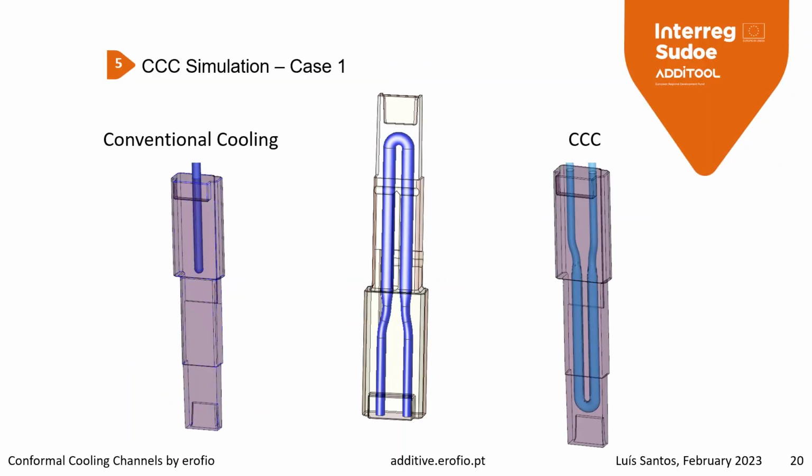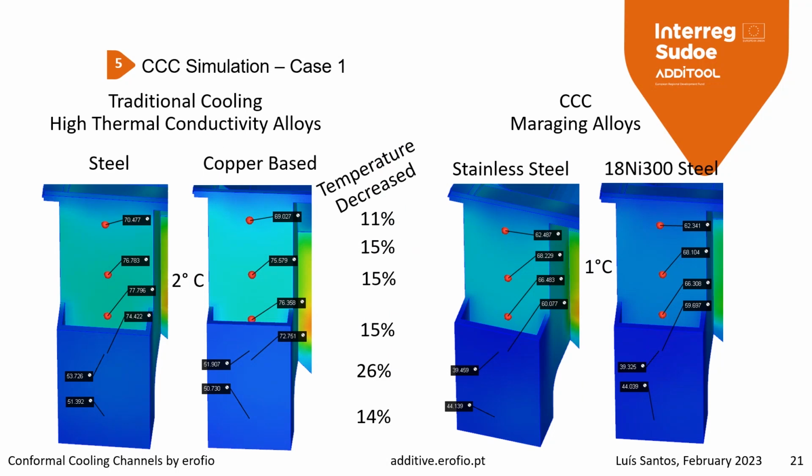So there are just a few simulation cases, just to show some difference between conventional cooling and conformal cooling channels. This is an example of an insert. On the left, we have the conventional cooling. On the right, the conformal cooling channels, which could be designed in many different ways. And there we have some comparisons. We are comparing most of it.